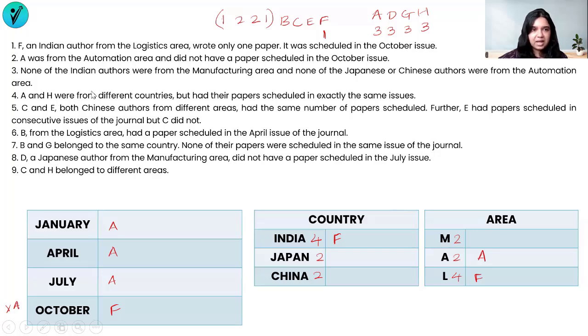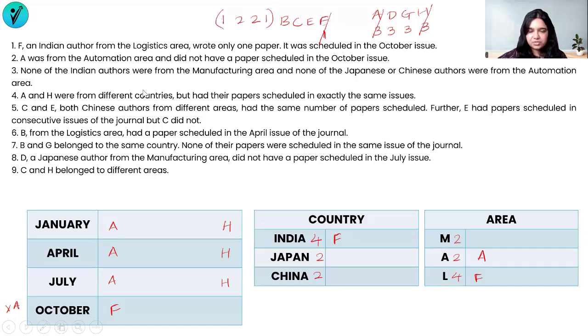The fourth statement: A and H were from different countries but had their papers scheduled in exactly the same issues. Exactly the same means ditto the same issues. You cannot have a different issue for H. H also has 3 papers published, and we know that A has issues in January, April, and July. That means H would have also published in January, April, and July. So 3 papers of H are also taken care of. A is also done and F is also done.